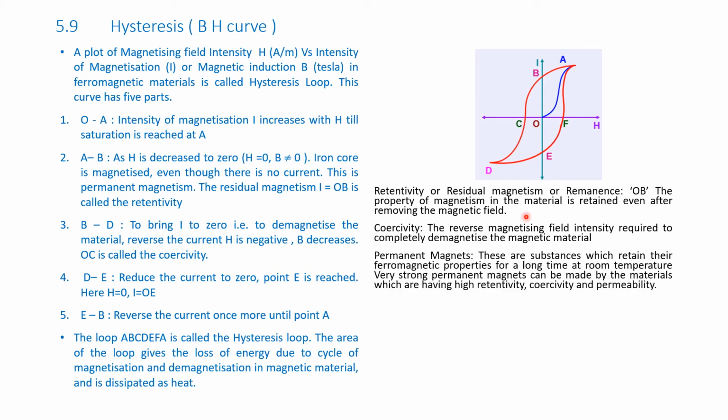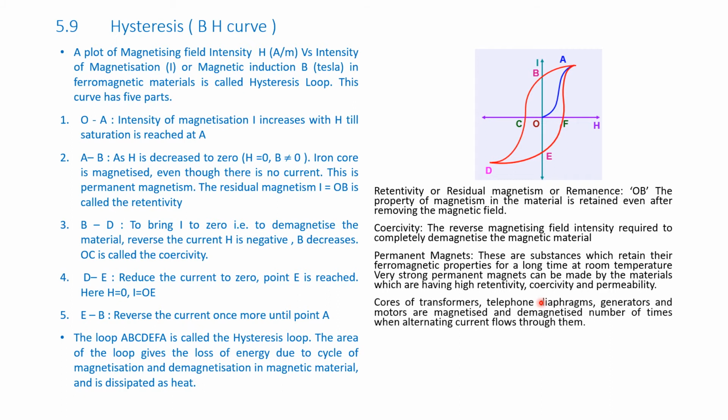Permanent magnets. Permanent magnets are substances which retain their ferromagnetic property for a long time at room temperature. Very strong permanent magnets can be made from materials having high retentivity, coercivity and permeability. So, by studying the characteristic curves of hysteresis BH, we can make permanent magnets.